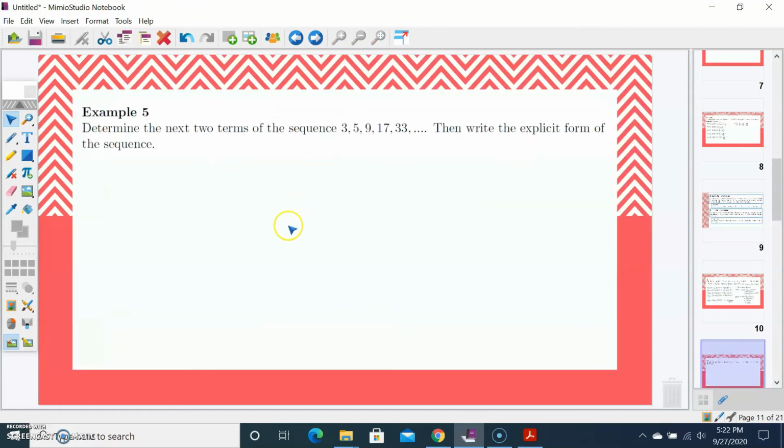So let's consider example number 5. Just like the previous one, we're going to consider the given sequence. In the given sequence, our first term, which we can denote by a sub 1, is equal to 3. Our a sub 2 is equal to 5.